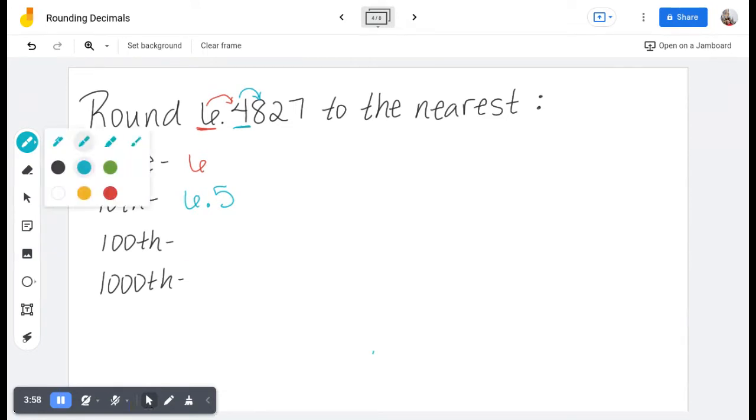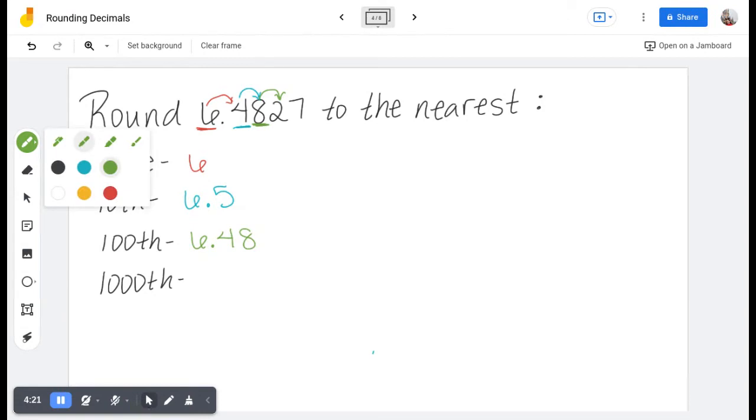Nearest hundredth. Okay, so hundredth, that's your 8. You're going to look to the right and you have a 2. 4 or less, let it rest. So that 8 is going to rest. It's going to stay just like it is. So 6.48. Don't put anything else past it because it said to stop at the hundredths place.